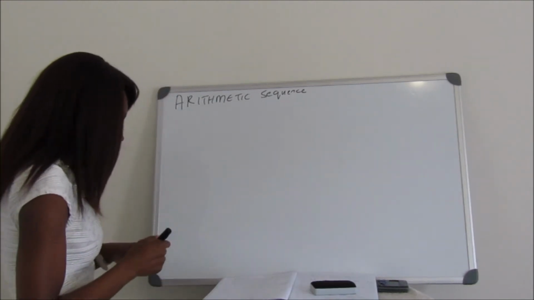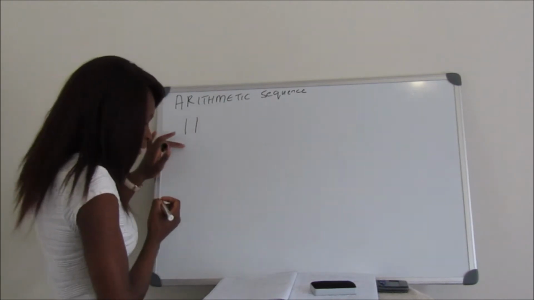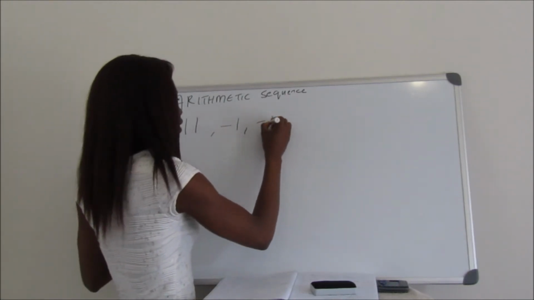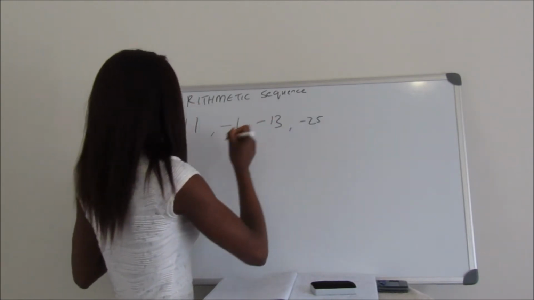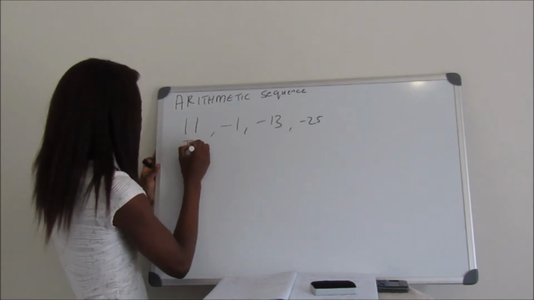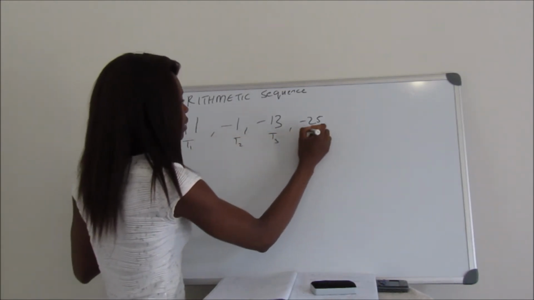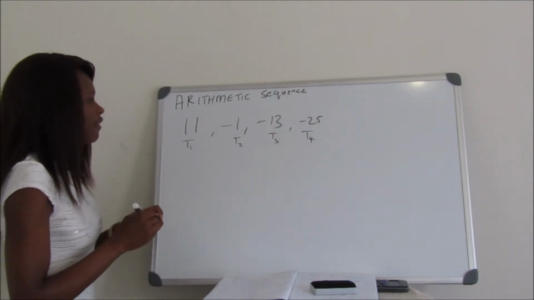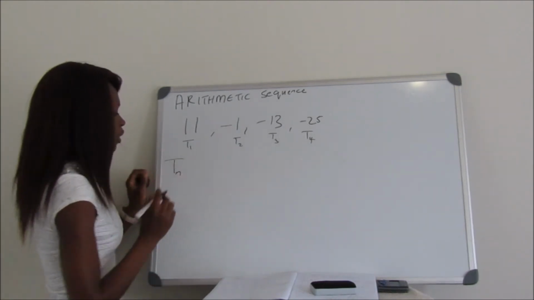Alright, the first question that I have here: we have a sequence starting with 11, negative 1, negative 13, and negative 25. From here, we know that this is our T1, this is our T2, this is our T3, this is our T4. So we have 4 terms that we are given. The first question says we must find the nth term, which is Tn.